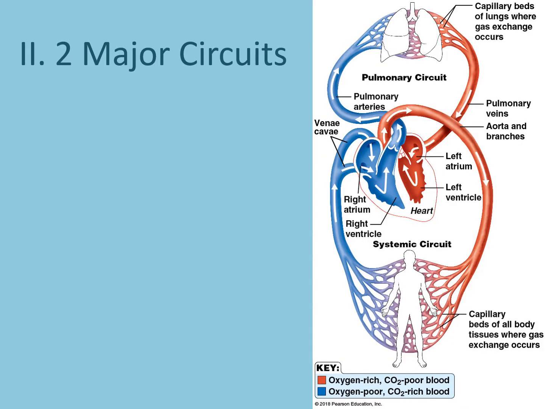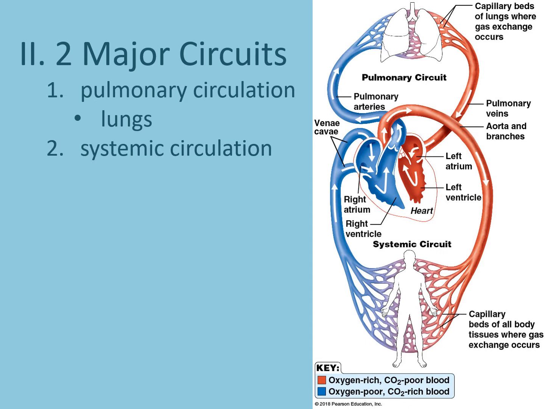Our blood travels through our body in 2 different circuits. First, we have pulmonary circulation. This is where the blood is carried to and from the lungs. The term pulmonary is used to refer to the lungs. Second, we have systemic circulation. This is where the blood travels to the rest of the tissues of our body.